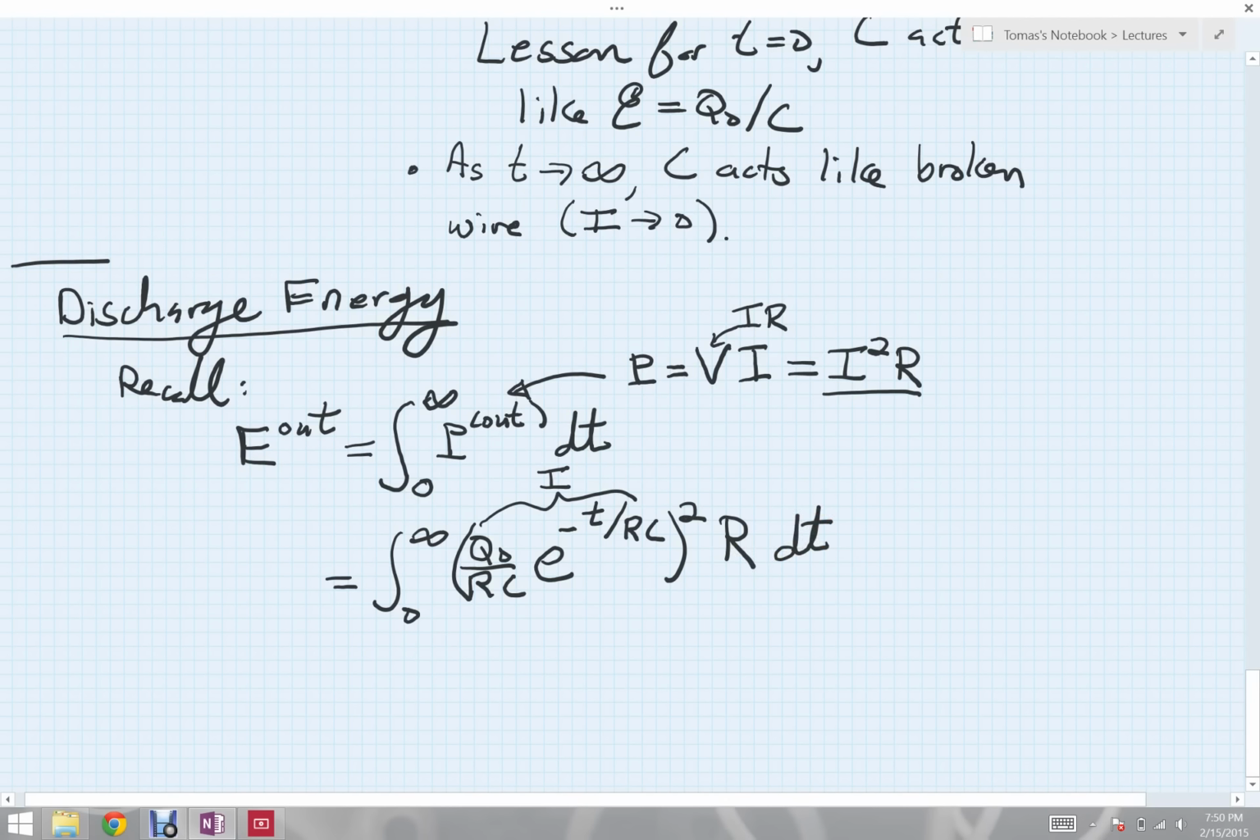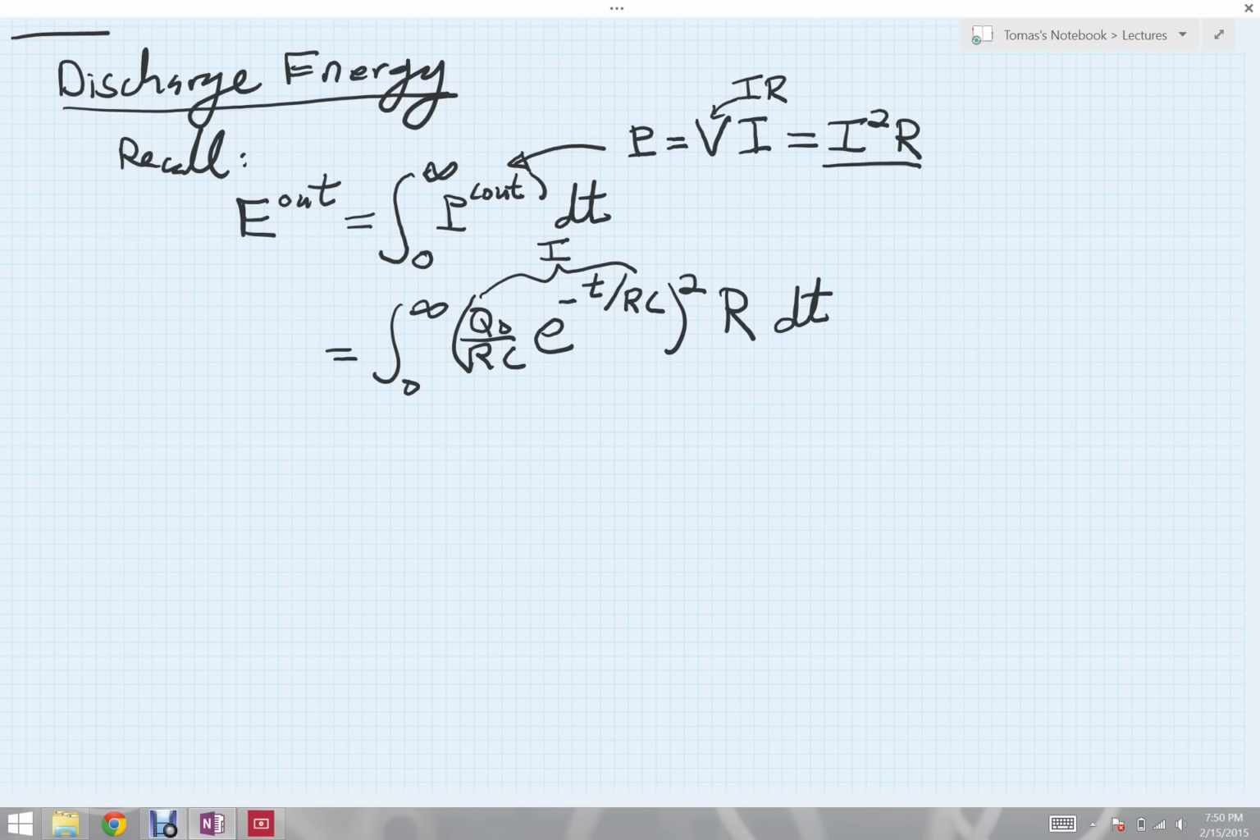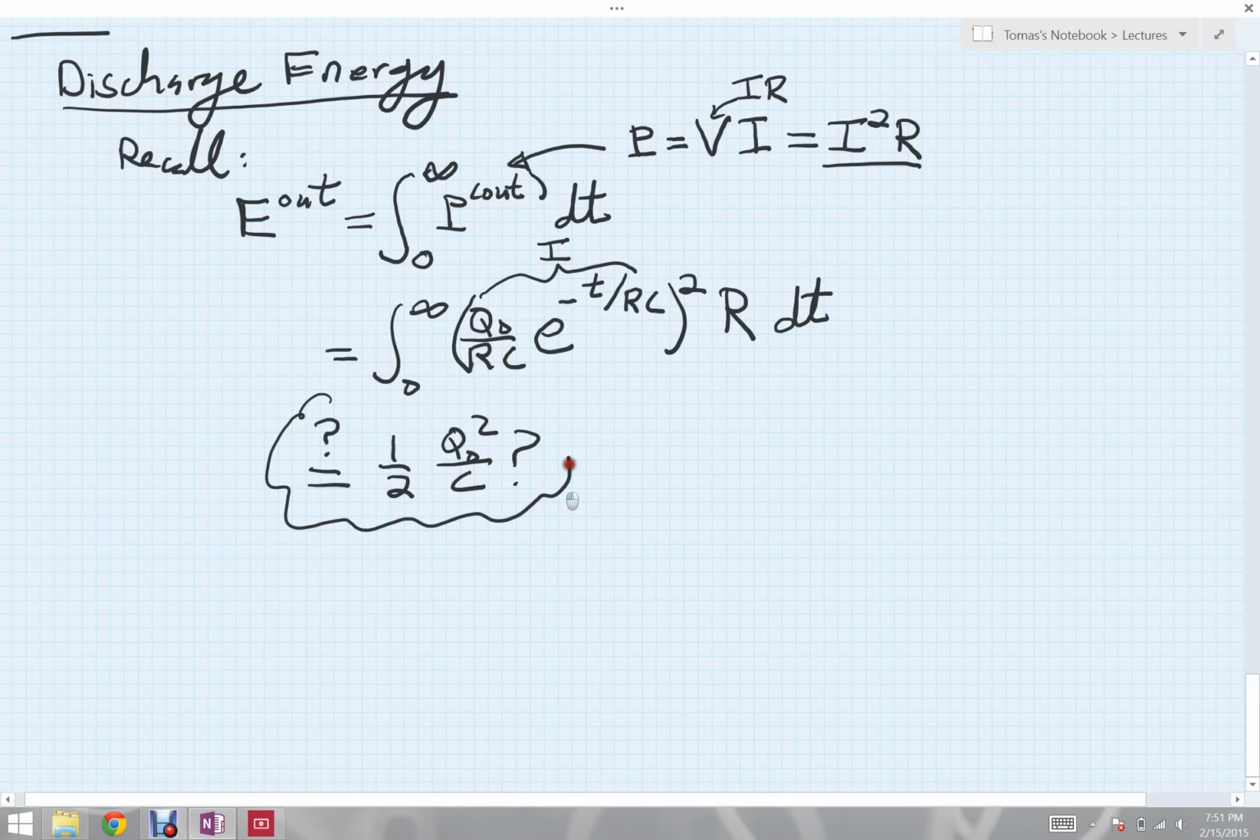All right, so we have this integral to do. And what are we hoping for? We're hoping that at the end of the day, it's the initial stored energy in the capacitor. That's going to be the big question. Is this really going to be our initial energy, 1/2 Q naught squared over C? That's the big question we're asking ourselves. Well, it's going to be a math problem from now forward, but let's see how well we do here. Okay, let's hope this works out.